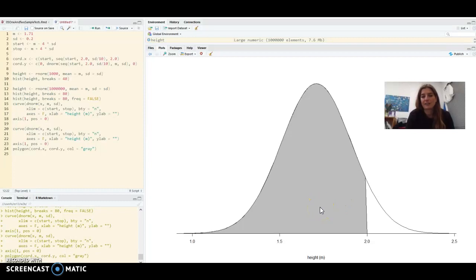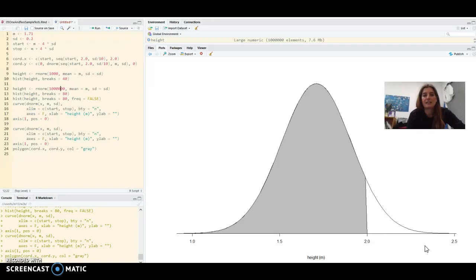Whereas Q norm does exactly the opposite. With Q norm, you give it the probability, and it gives you the height. Okay. The reason it's called Q norm is because the generic term for these things on this axis, which are heights in this case, but could be anything, is quantiles. So P norm, you get the probabilities from the quantiles, and Q norm, you get the quantiles from the probability.